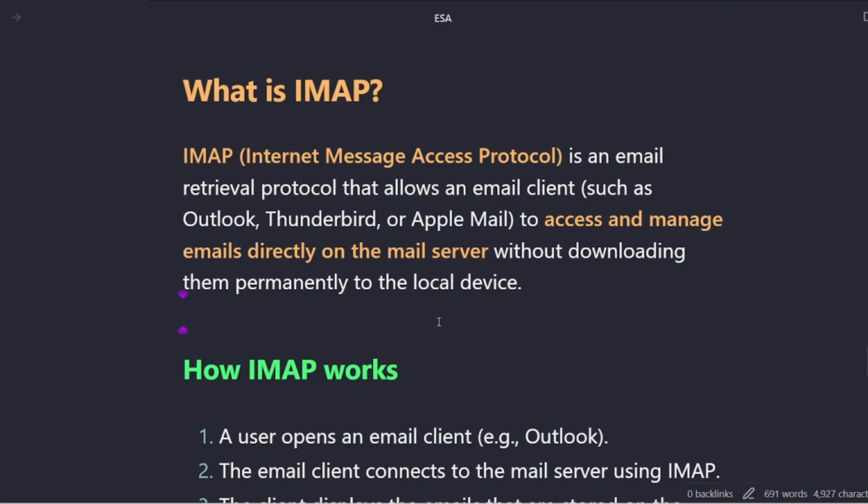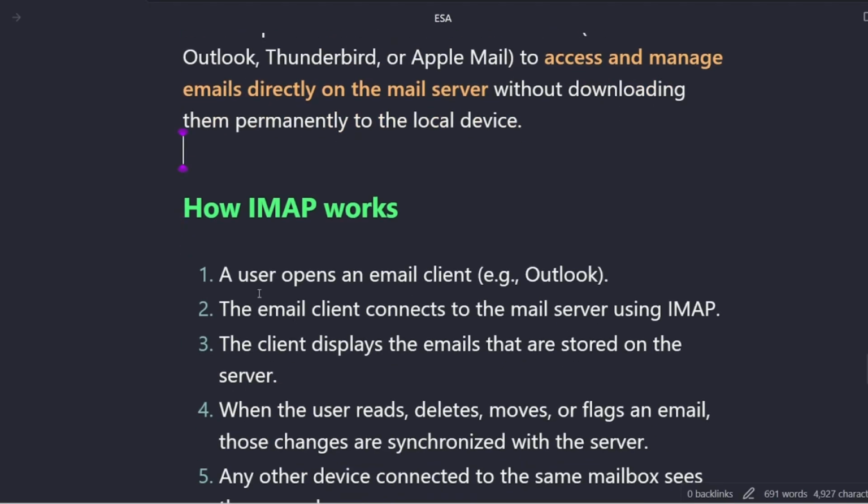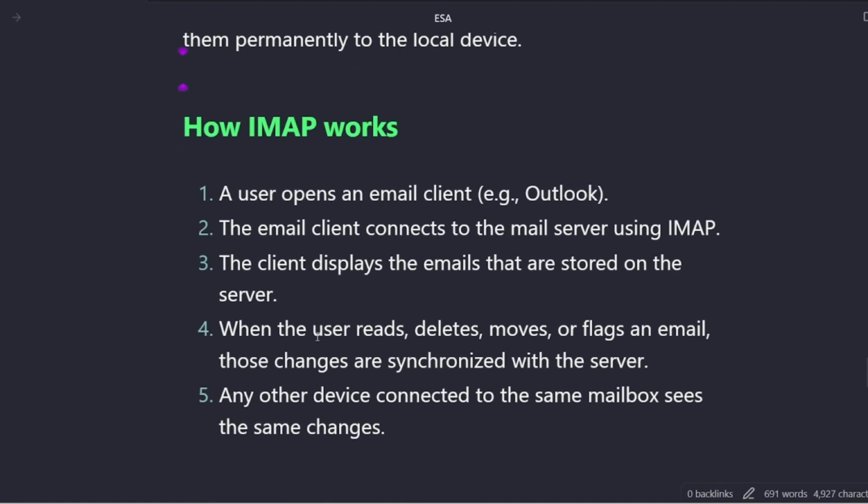So let's understand how IMAP actually works. When a user opens an email client, like I said, email client means Outlook, Thunderbird, or Apple Mail, okay, so here the email client connects to the mail server using the IMAP protocol. Then the email client displays the emails that are stored on the server. So whatever emails are stored on the server will be displayed in the email client. When the user reads, deletes, moves, or flags an email, those changes are synchronized with the server.